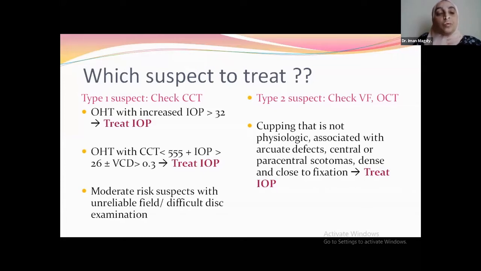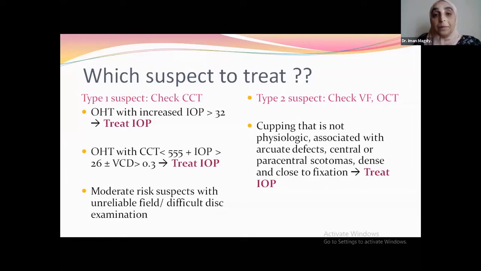We treat patients with pressure higher than 26, plus or minus a vertical cup-to-disc ratio of more than 0.3 with a thin cornea. We treat these patients as well, and the moderate-risk suspects in which we cannot obtain a reliable field or in which there is a difficult disc examination.